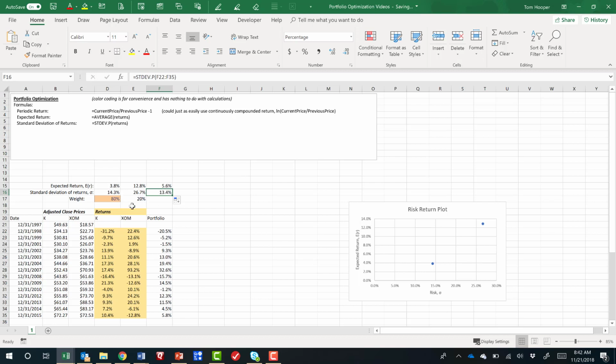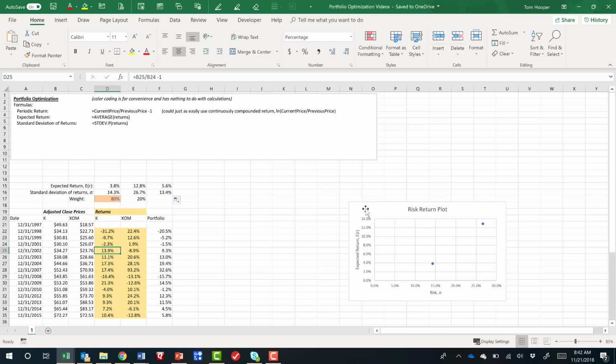And so by allocating our money, putting our eggs in two different baskets, when Kellogg had a really bad year, Exxon had a great year. When Exxon had a bad year, Kellogg had a good year. And so while our expected returns are the same, the chances of being down on both stocks in any given year is not as great. And so we've received this portfolio effect.